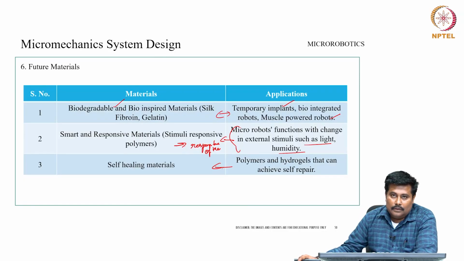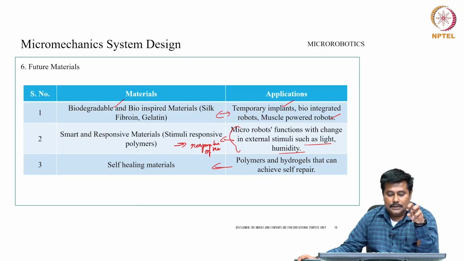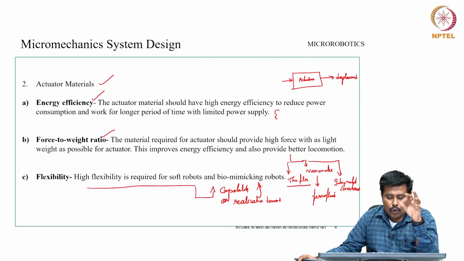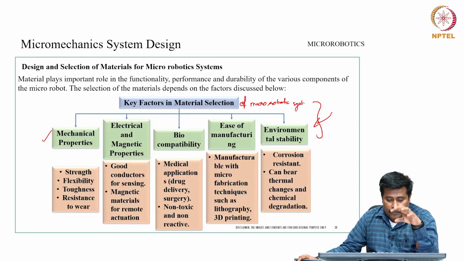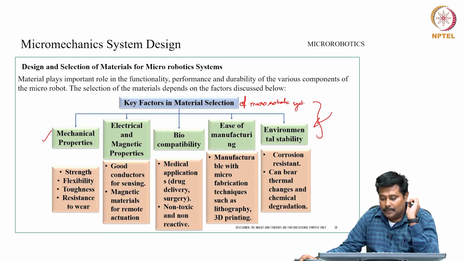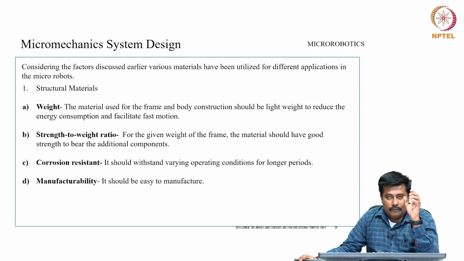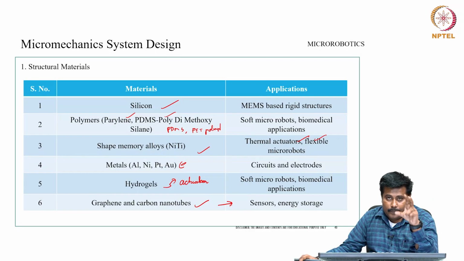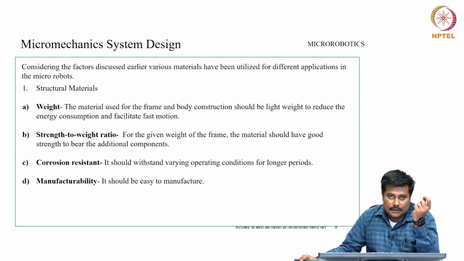Now, to summarize, we had discussed the overall key factors for material selection. Under the key factors for material selection, we discussed the mechanical property, the electrical and magnetic property, the biocompatibility, the ease of manufacturing, and the environmental stability. With reference to the structural material point of view, we discussed the different process parameters which affect the structure of the material.